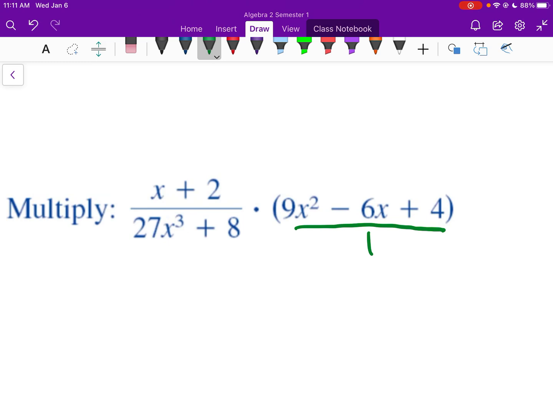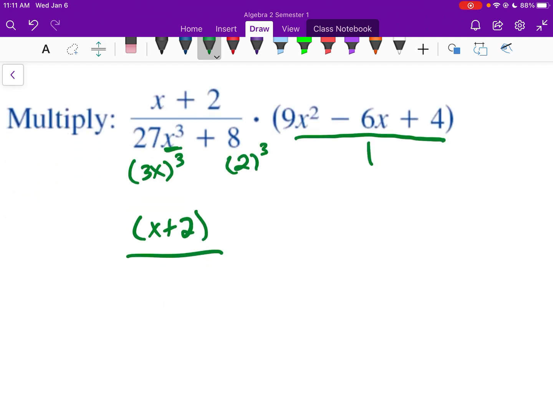Okay, so I'm going to start in the top left, x plus 2. There is nothing to factor there. There is something to factor with the 27x cubed plus 8. So what I'm noticing is those are perfect cubes. Indicator: cube. So I'm thinking, what am I cubing to get those terms? I'm cubing 3x to get 27x cubed, and I'm cubing 2.